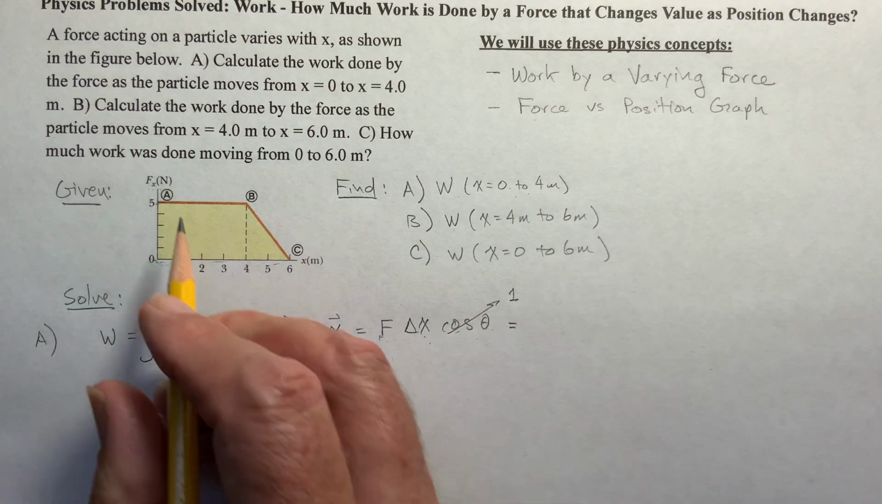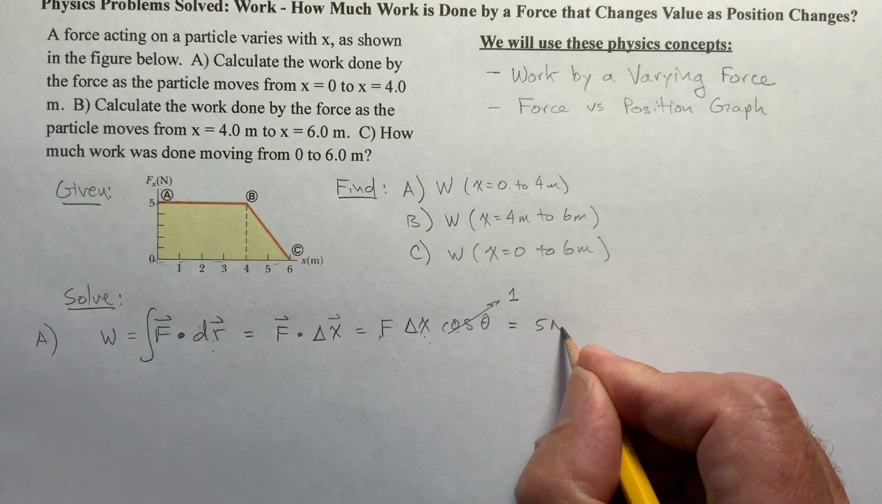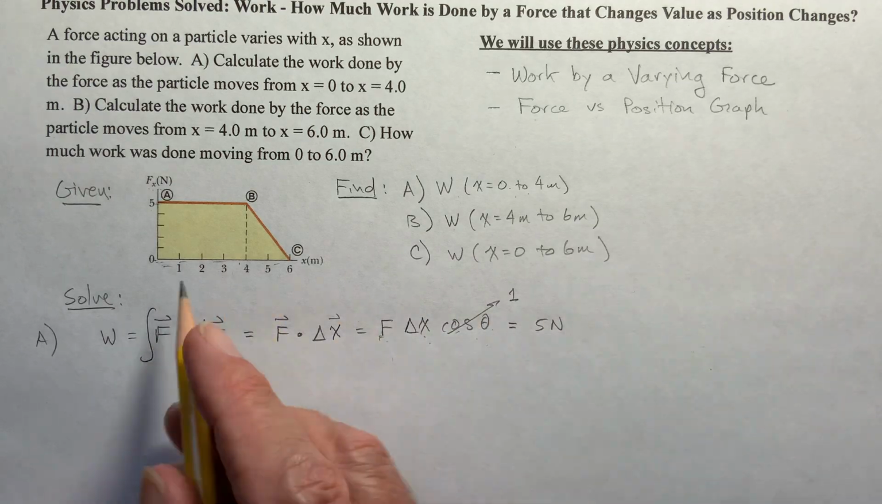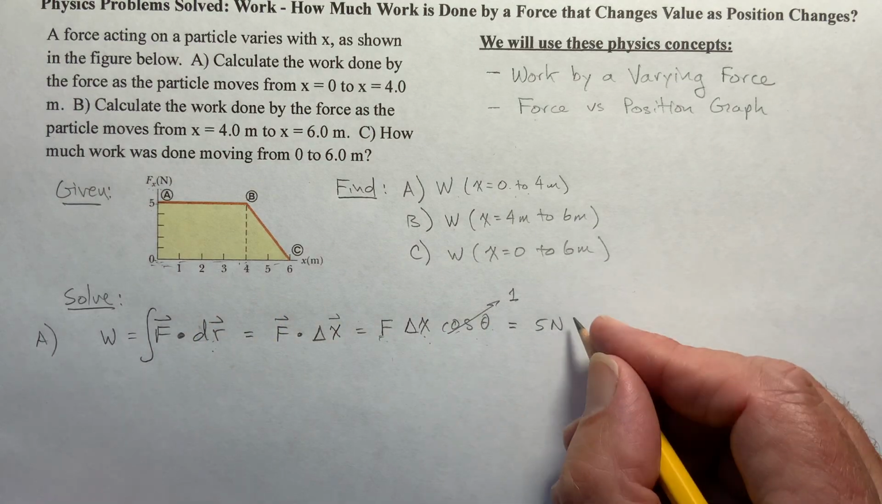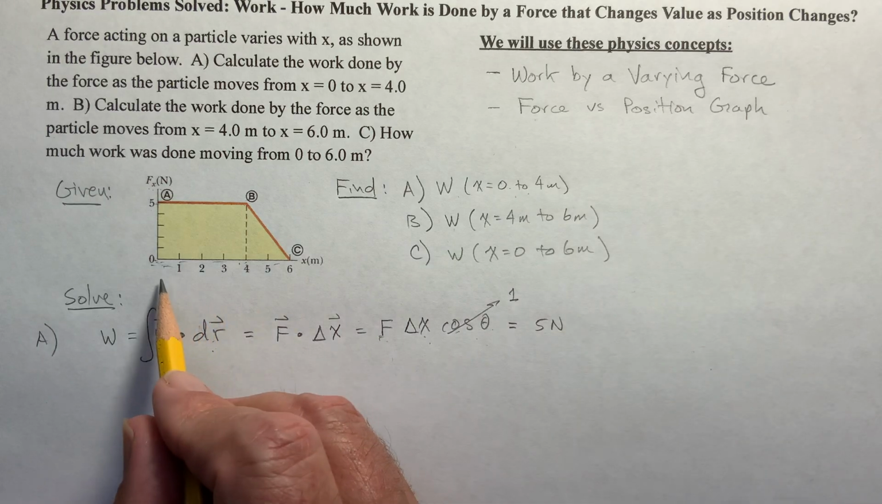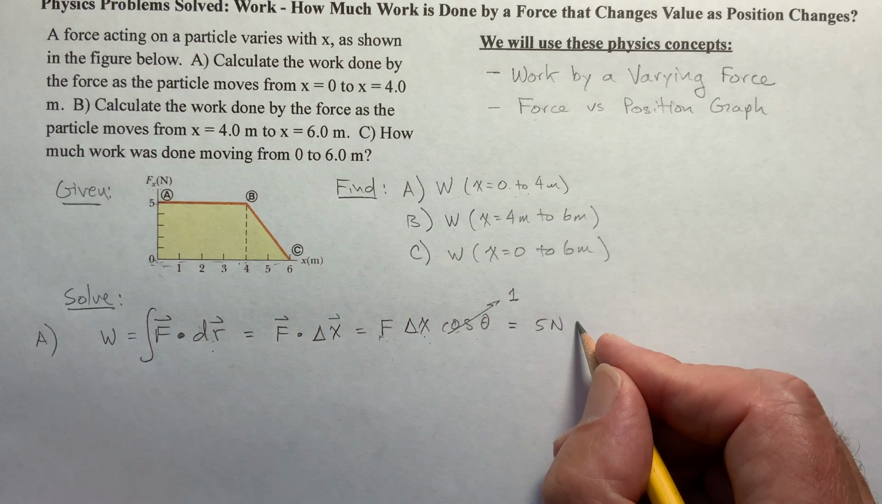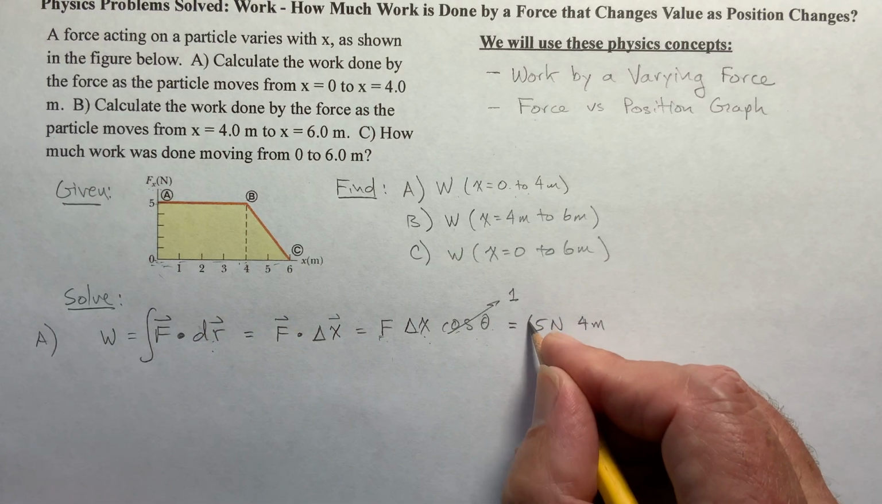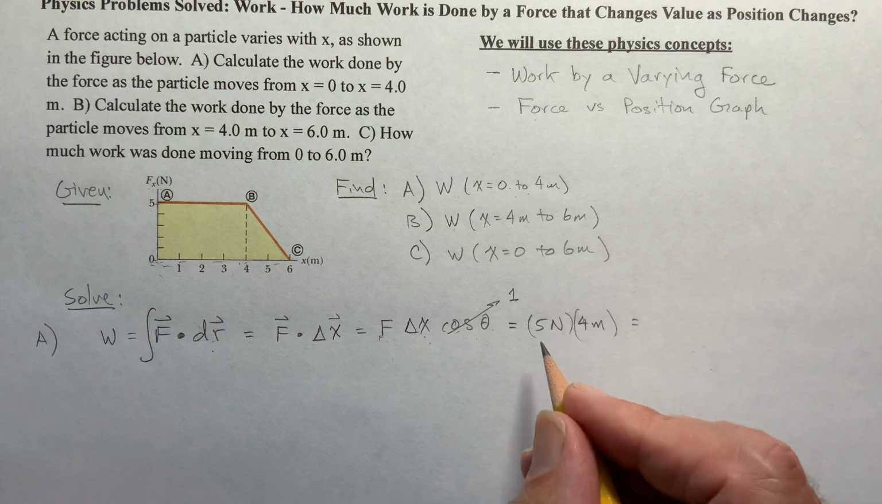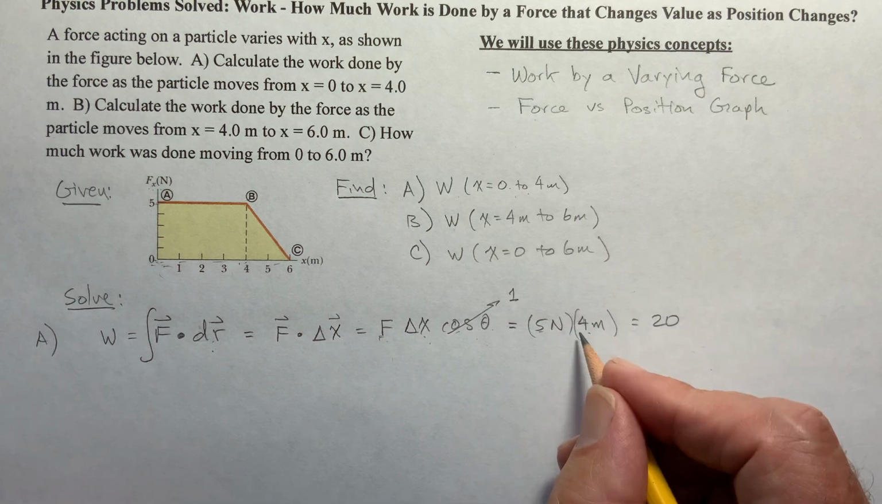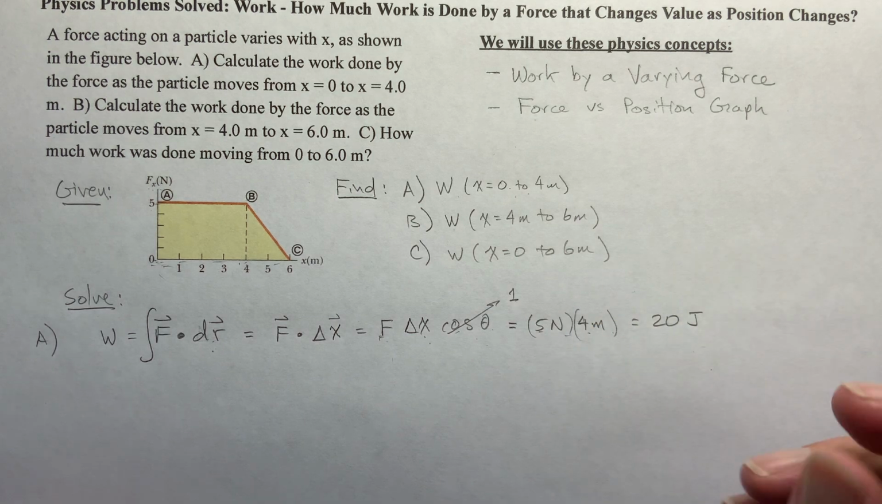We know the force is 5 newtons. The displacement is from 0 to 4, so that's a displacement of 4 meters. 5 times 4 is 20. Newton meters is a joule. So 20 joules. That's from here to here.